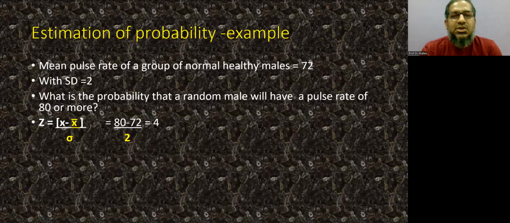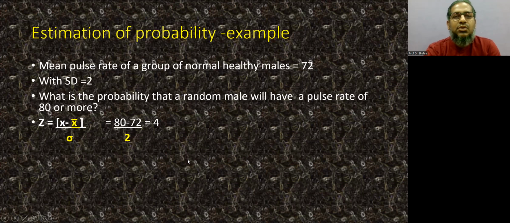Now coming to the estimation of probability. One example based on the Z value: the mean pulse rate of a group of normal healthy males is 72 with standard deviation 2. What is the probability that a random male will have a pulse rate of 80 or more?